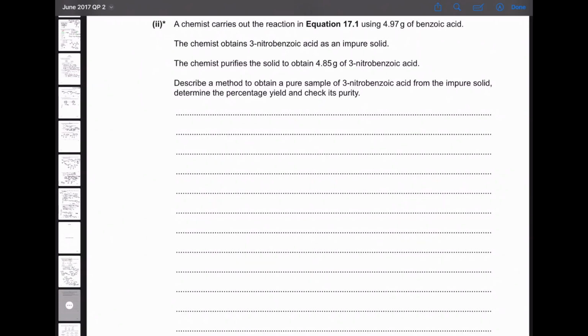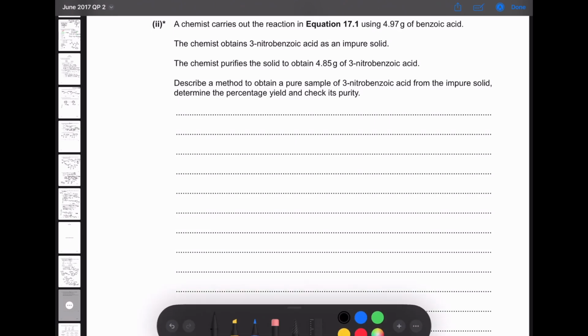A chemist carries out the reaction in 17.1 using 4.97 grams of benzoic acid. Student obtains 3-nitrobenzoic acid as an impure solid. The student purifies the solid to obtain 4.85 grams of 3-nitrobenzoic acid. Describe a method to obtain a pure sample of 3-nitrobenzoic acid from the impure solid, determine the percentage yield, and check its purity. So, like always with 6 markers, we're going to split it up into little bits. So, describe a method, we'll call part 1, determine the percentage yield, part 2, check the purity, part 3.